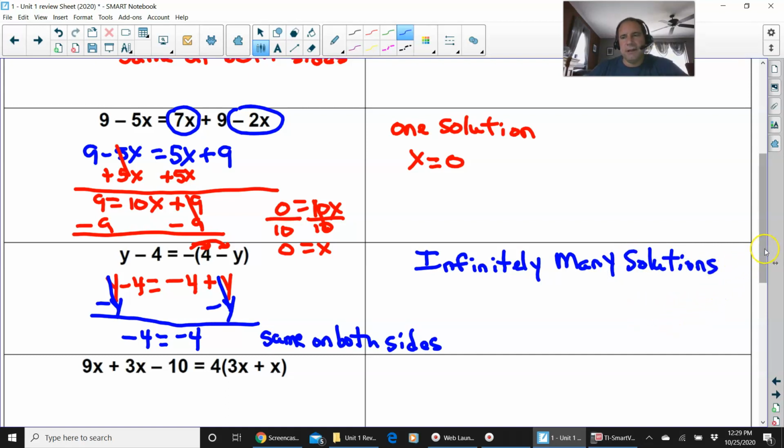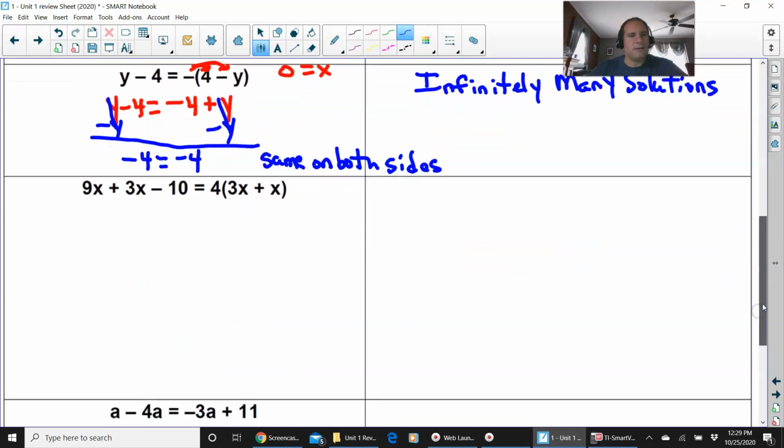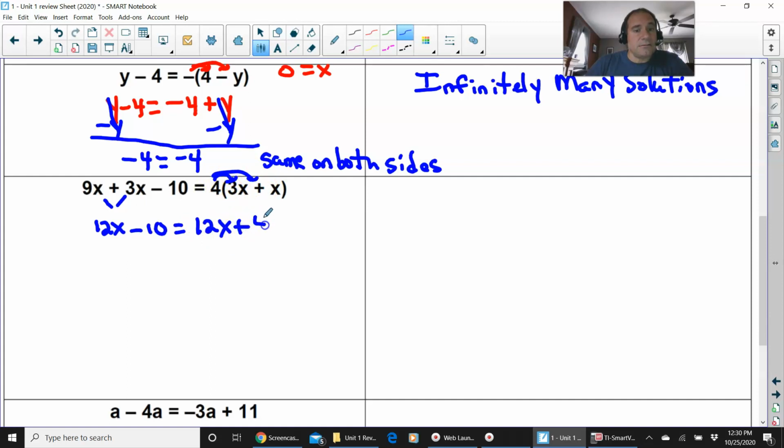All right, go ahead and try the next problem that we have. Press pause and give it a try now. All right, so we have 3 terms on that left-hand side. We are going to combine like terms right here and right here. That is 12x minus 10. We're going to do distributive property on the right side. We have 4 times 3x is 12x, and we have 4 times x, which is 4x.